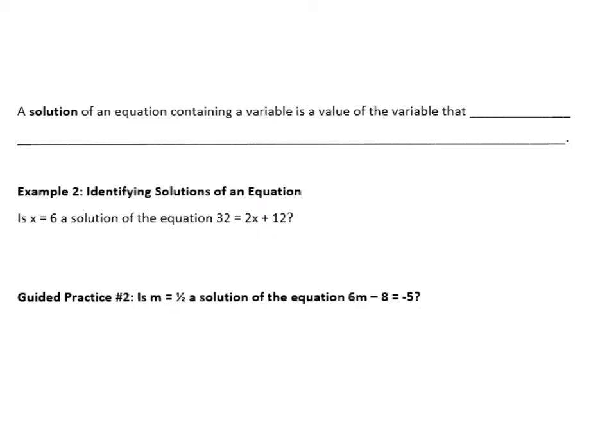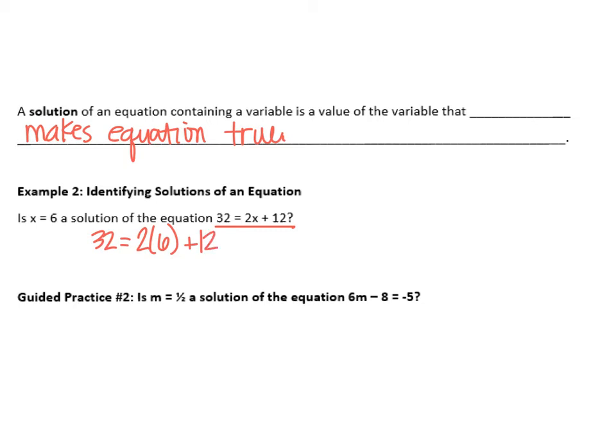Alright, a solution of an equation containing a variable is the value of the variable that makes the equation true. Okay, is x equals 6 a solution of this equation? For it to be a solution, it has to make the equation true. So replace the x with a 6. And do the math. 2 times 6 is 12. Does 32 equal 12 plus 12? No, it doesn't. So the answer is no.